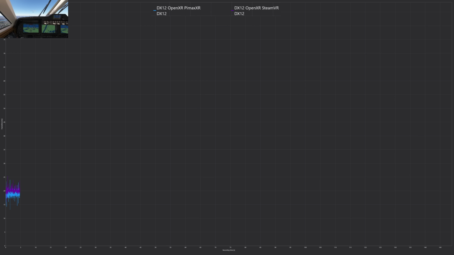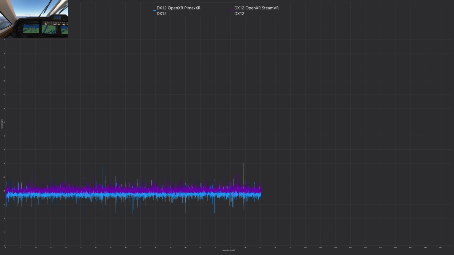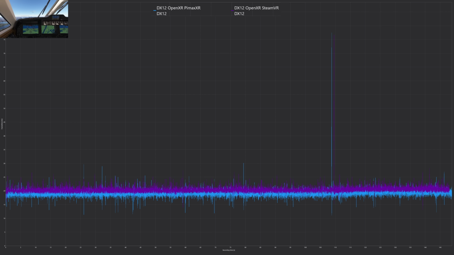But if we look at the DX11 frame time plot, the overall shape between PimaxXR and SteamVR is pretty similar. They both even have a nearly identical huge spike in roughly the same spot. PimaxXR just generally does slightly better. So yes, if you want the best performance, PimaxXR is the way to go, but if you want to use SteamVR for reasons like overlays, I'd advise giving DX12 a try. You don't really lose that much.